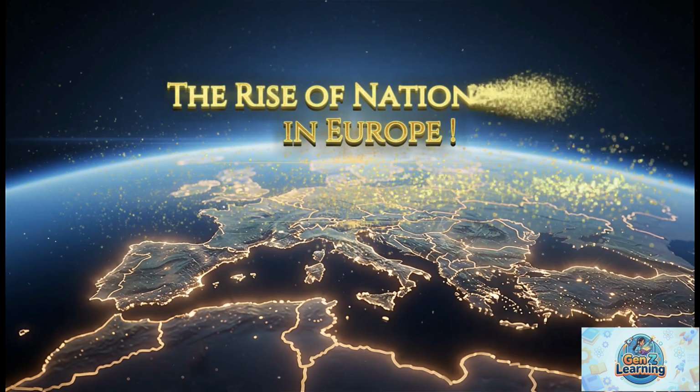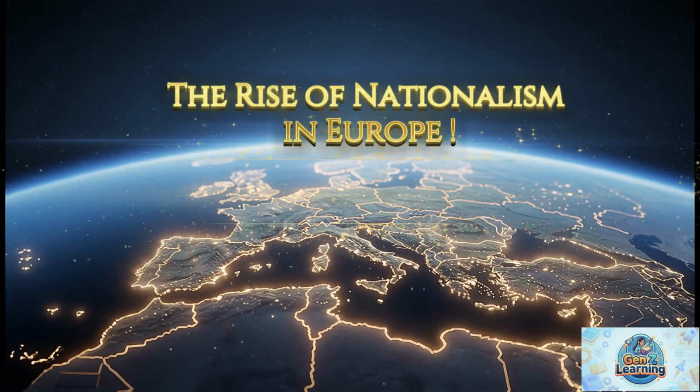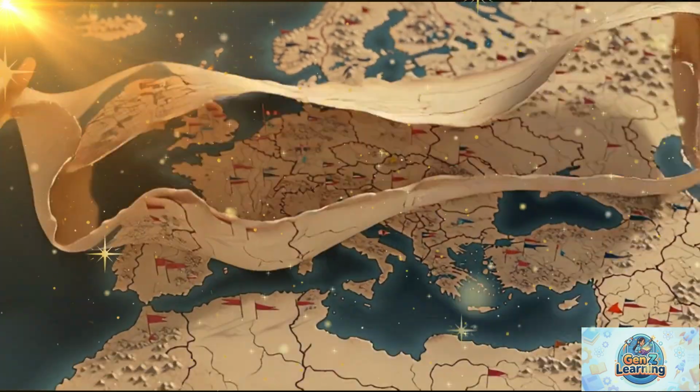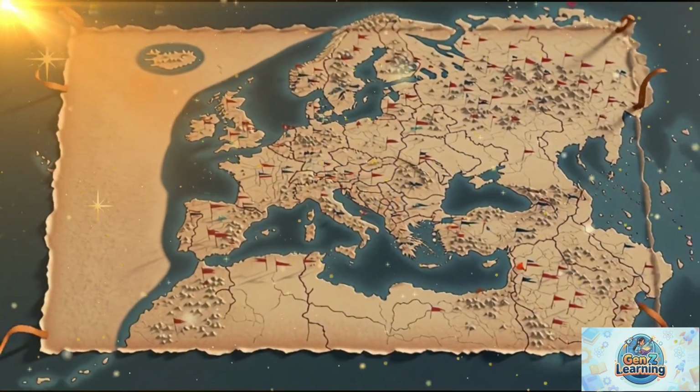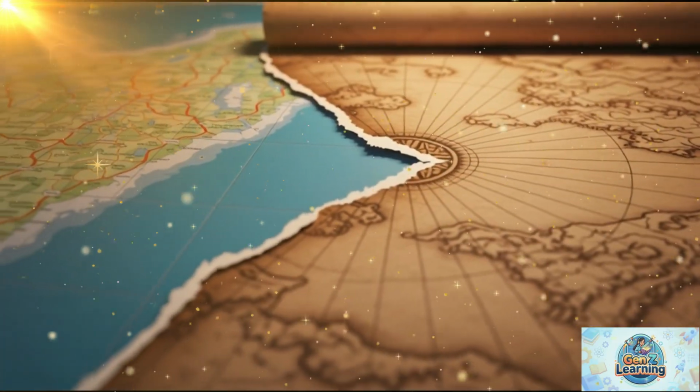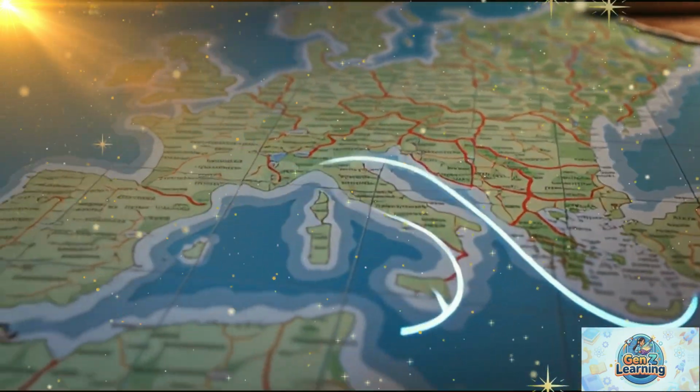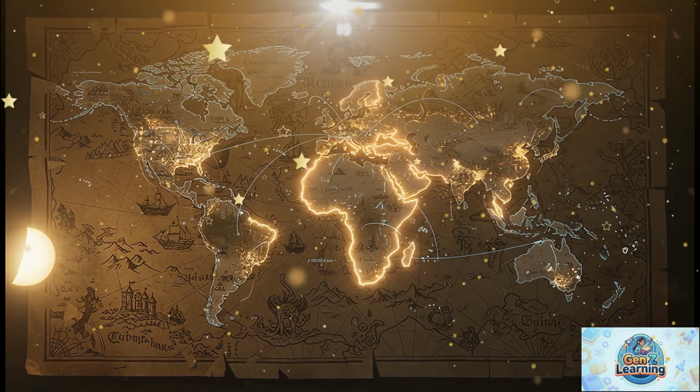Have you ever just looked at a world map and taken it for granted? You see France, Germany, Italy, and it all seems so permanent. Well, you might be surprised to learn that that map is actually pretty new. For most of history, Europe didn't look like that at all. It was a messy patchwork of kingdoms and empires.